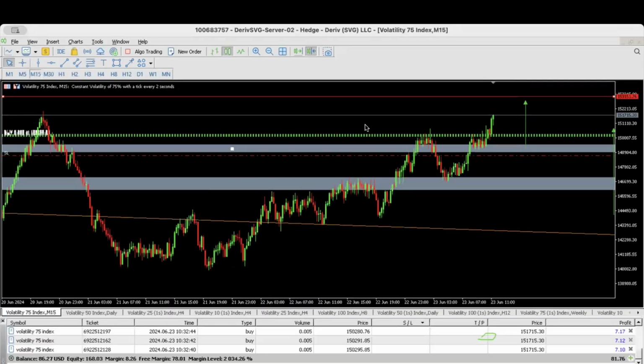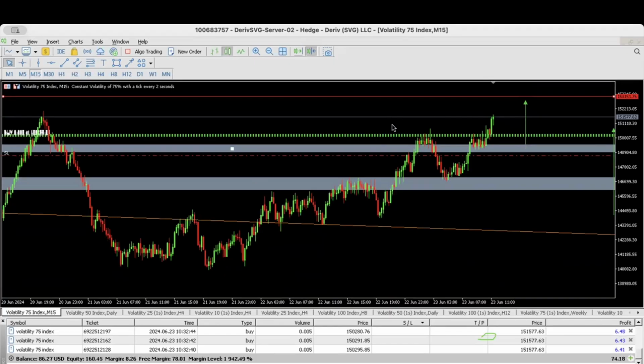So this is a small account. This is an $86 account, almost doubling it, as you can see over here. Something so simple. And it's basically just momentum based. It's scalping. You're not trying to hold the trade for long. And you use the momentum, you use the higher time frame bias to make it work.